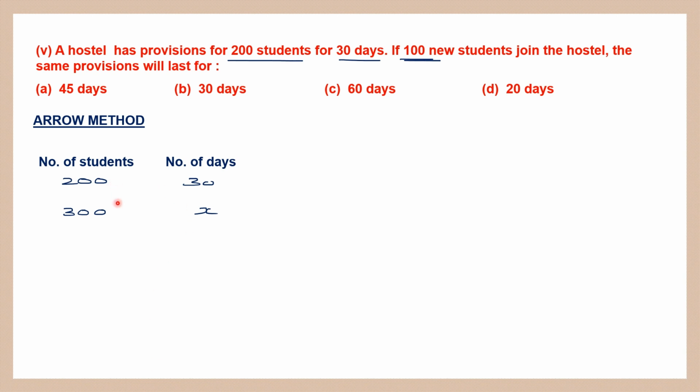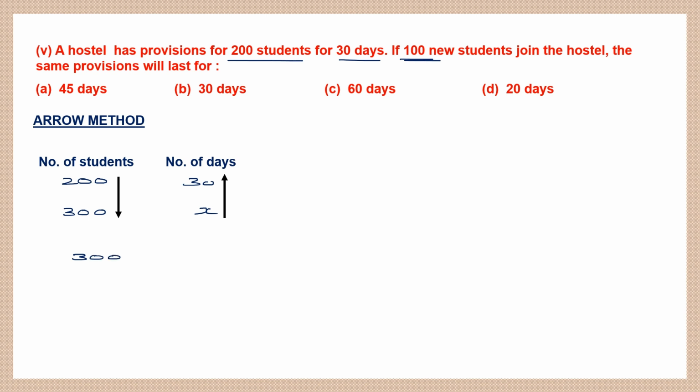The number of students has increased, so we draw an arrow mark like this. Whereas the number of days are going to reduce. That means we have to draw the arrow mark in the opposite direction. That means this is inverse variation. Again, see what is close to the arrowhead. That will come first to make our equation.